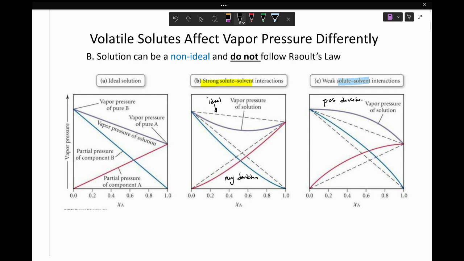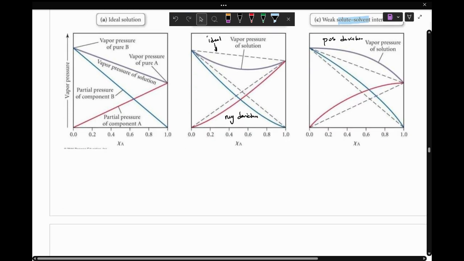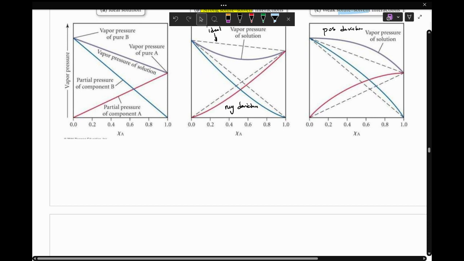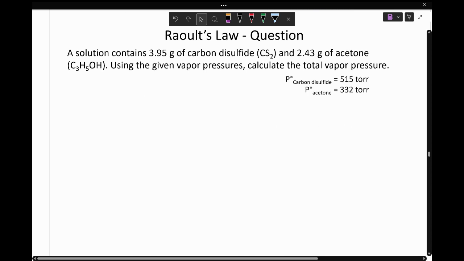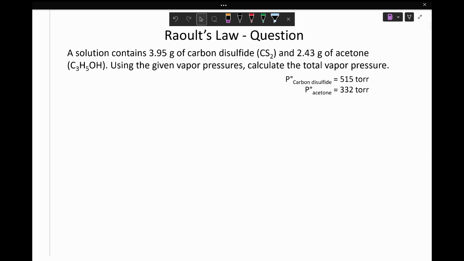And everything tends to have a higher vapor pressure just because it's trying to get out of solution to go into the gas phase, where it gets to enjoy that entropic benefit, and it's not giving up much enthalpic benefit because of that. And so this is a question that just asks us to calculate the vapor pressure given that we have 3.95 grams of carbon disulfide and 2.43 grams of acetone. And we're just asked to calculate what is the total vapor pressure of solution.